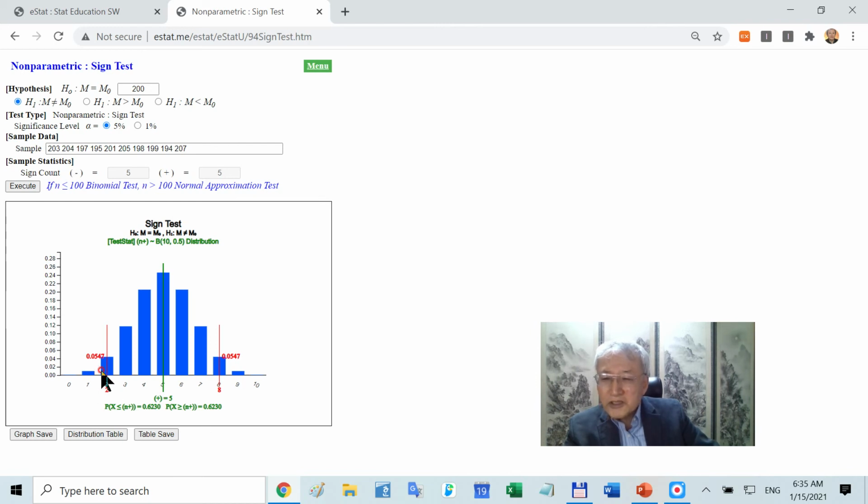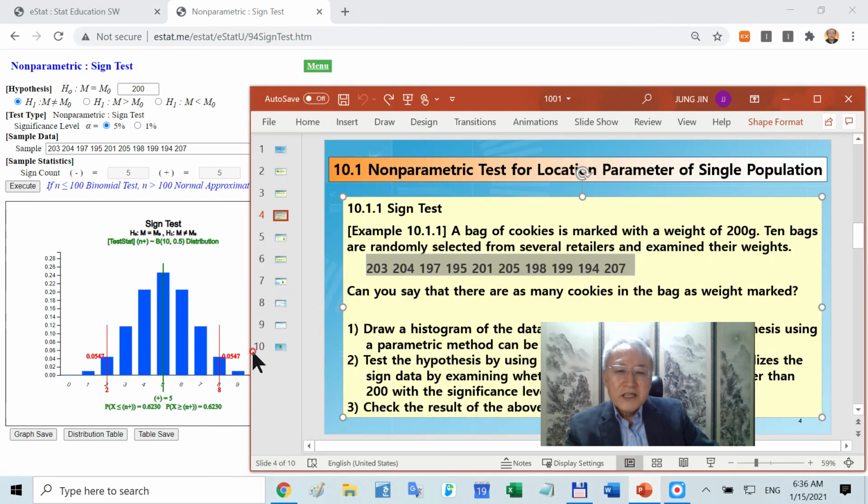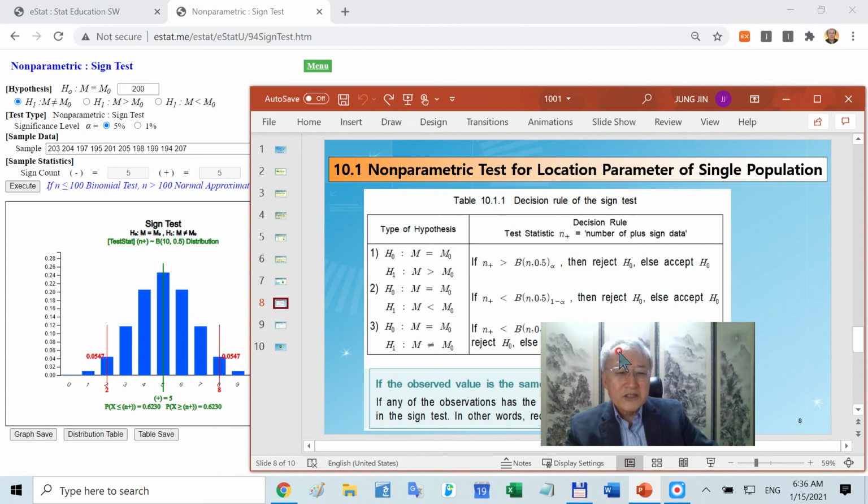In case of discrete probability, you have to make a decision. If you consider this the portion, maybe it is a little less than the 5% significance level. But if you decide this is the rejection region, then the significance level is almost 10%. It's up to you. Okay. Although you specified this, you have to decide where you are going to put the critical line. Okay, this is a simple idea about the sign test.